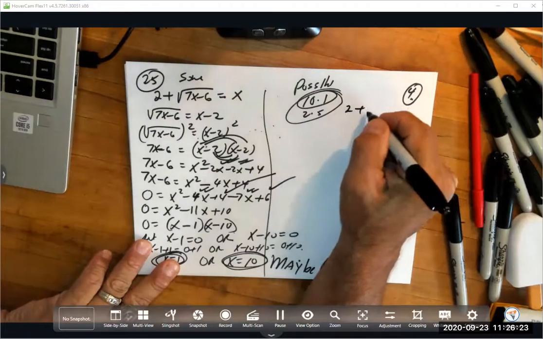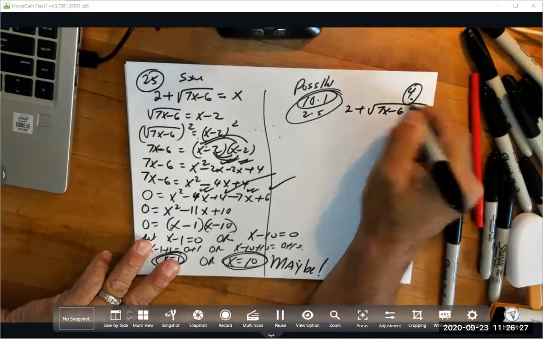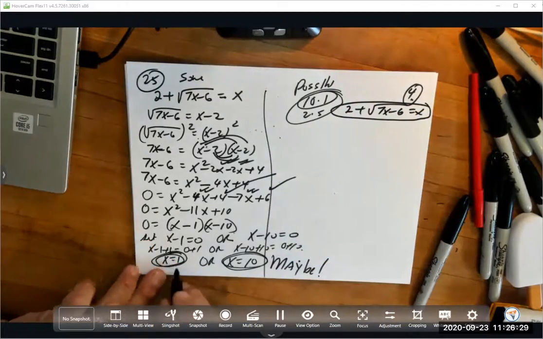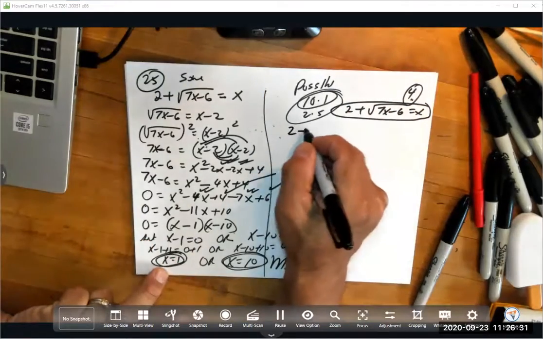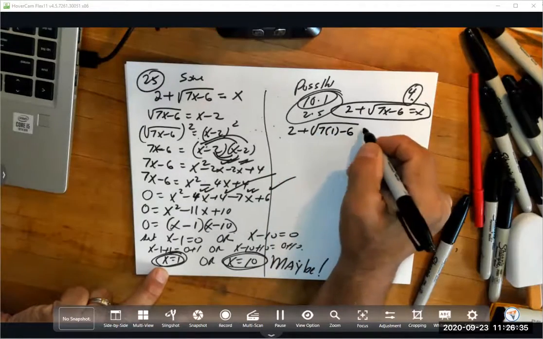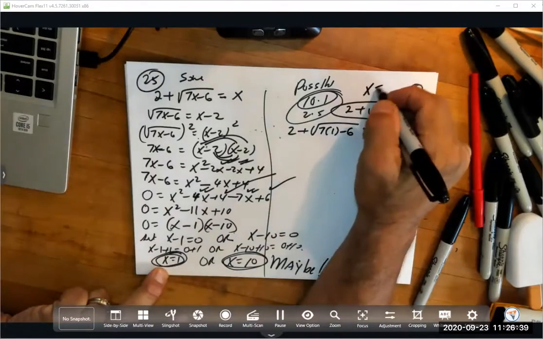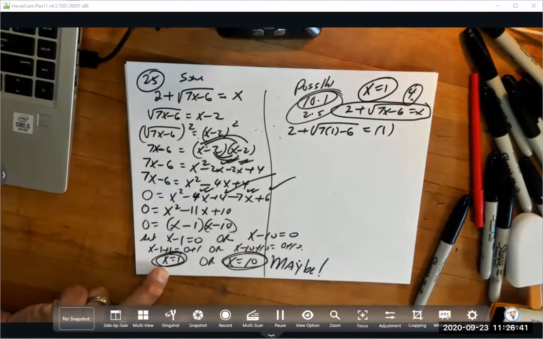So 2 plus square root of 7x minus 6 is x. This is what it should have, right? I'm going to put the 1 in there. So 2 plus square root of 7 times 1 minus 6. Is that going to be a 1? So I just put x is 1. Is that going to work? I don't know. Maybe. So ready?